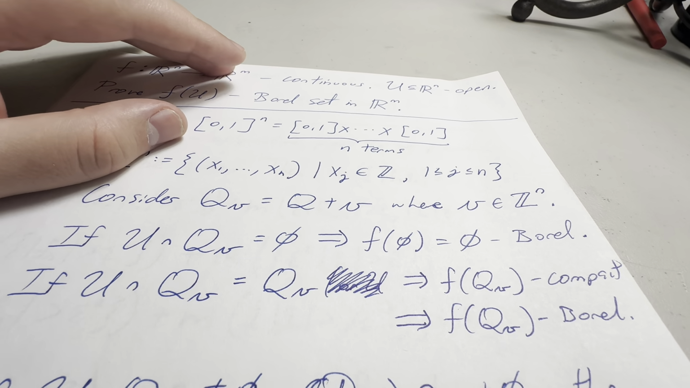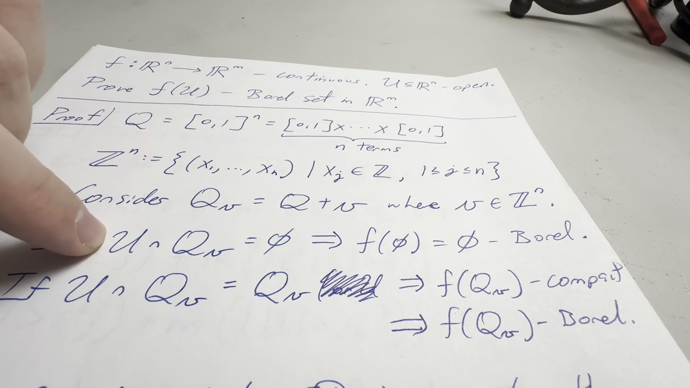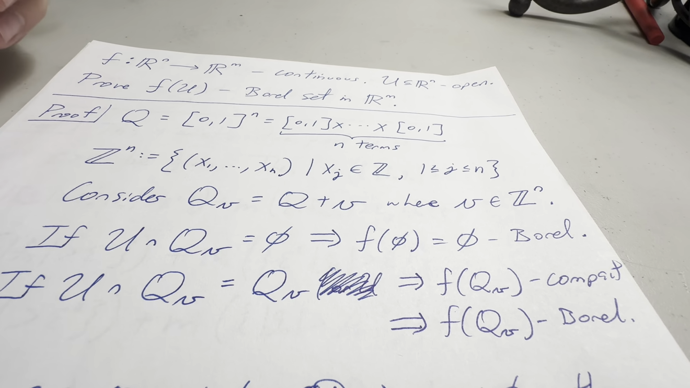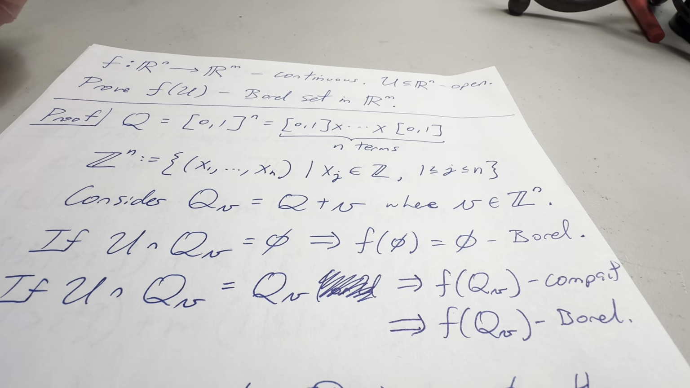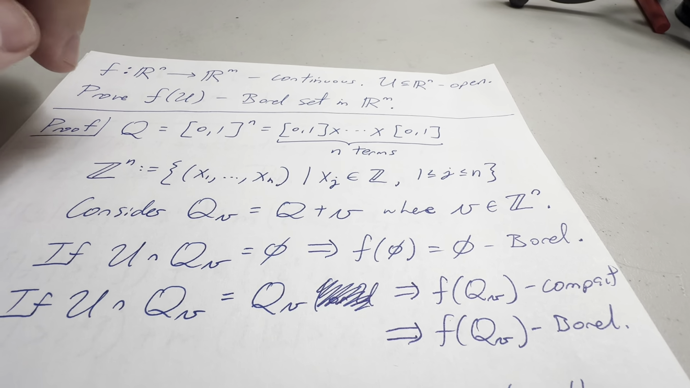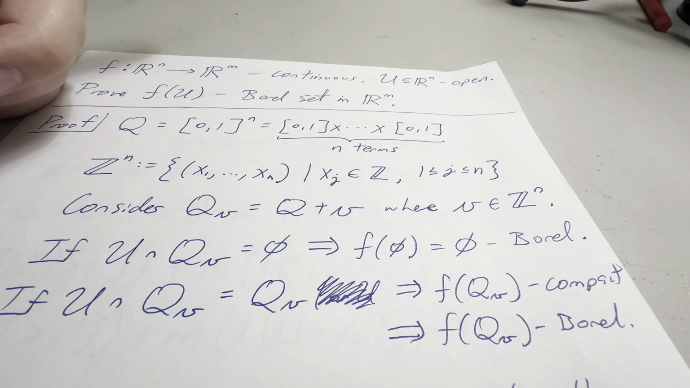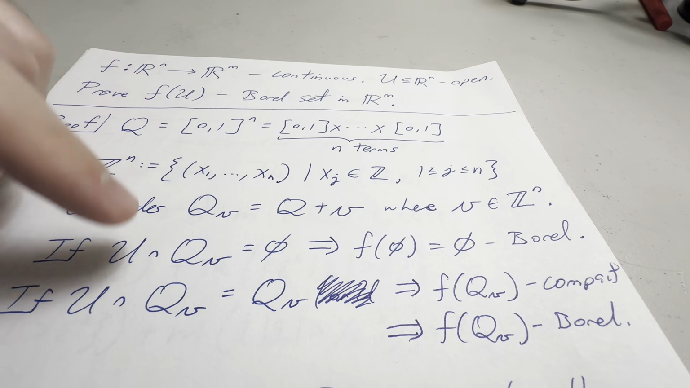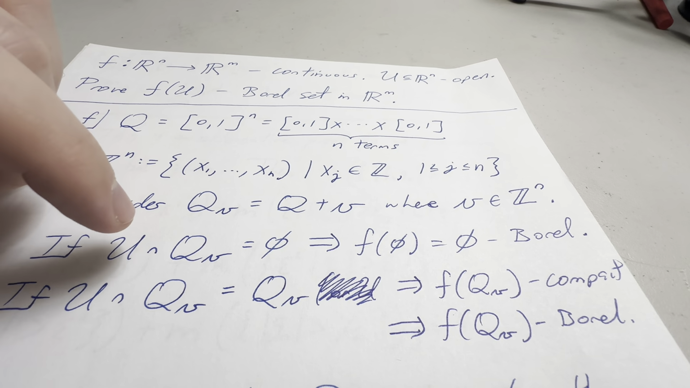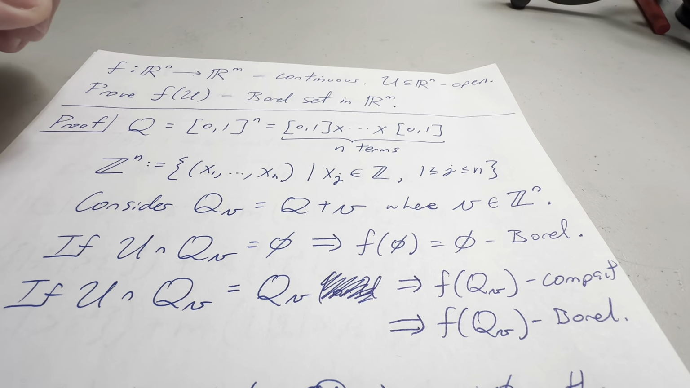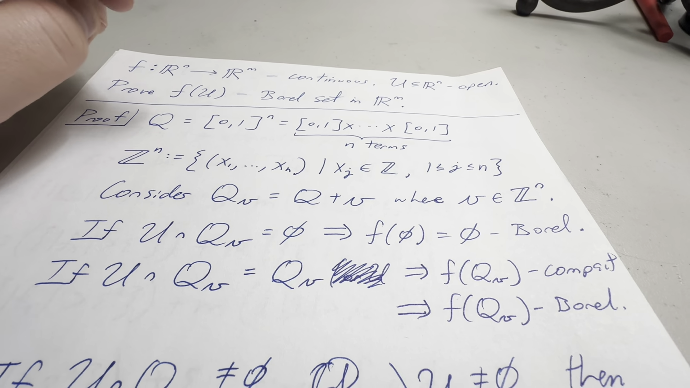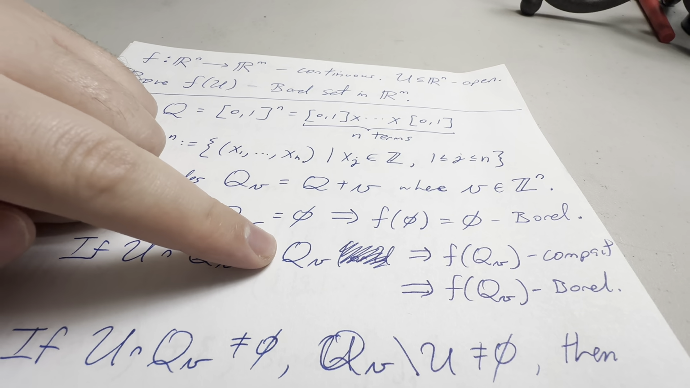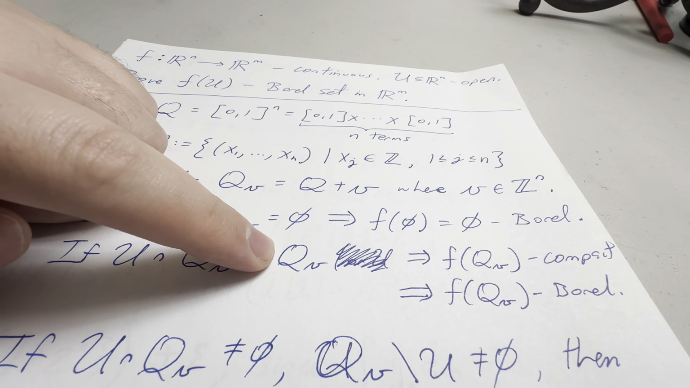And then we have a couple of different cases. The first case is what happens if U intersected with Qv is empty, which means that the cube doesn't touch U. Well, in that case it's not very interesting, because if you pass the empty set inside the continuous function f, you get the empty set, which is a Borel set. You probably don't even need to write this line, but I wrote it anyway because I wanted to exhaust all possible situations. And then you have the case where U intersect Qv is equal to Qv, which means that the cube is inside of U.